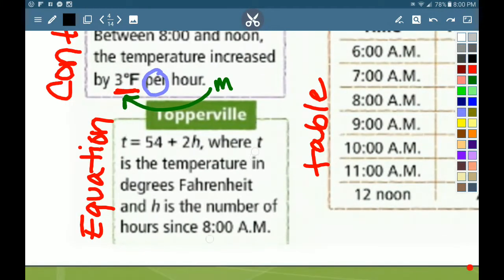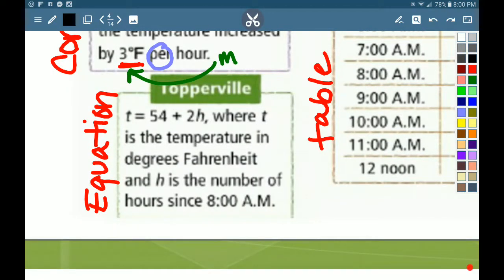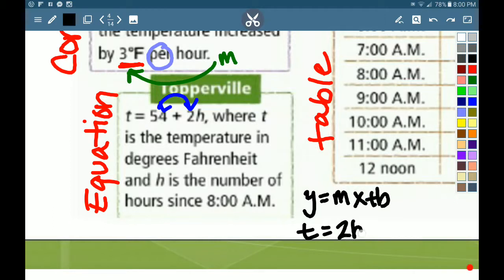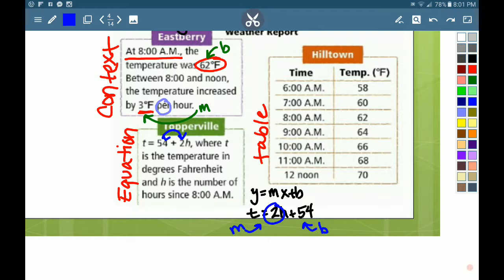Topperville has their equation written in terms of t and h rather than in terms of x and y. That's okay. I'm going to switch these two numbers just so that you can see y equals mx plus b. We have t is equal to 2h plus 54. So really the t is acting like the y, and the h is acting like the x. In this case, the 2 is going to be our rate of change because that's sitting next to our, quote, x value or our multiplier, whereas the 54 is going to be our y-intercept. So now all we have to do is identify the rate of change in the table.